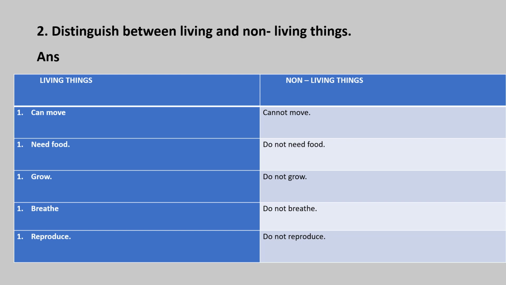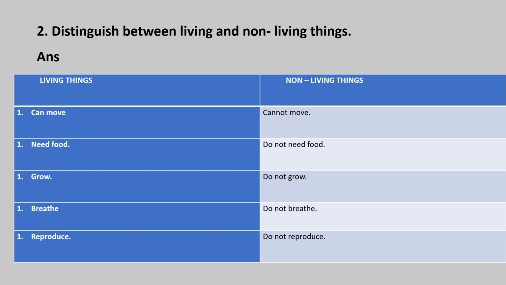Living things grow, but non-living things do not grow. Children, a baby grows into a child and then into an adult. But have you ever seen your almirah growing? No. Therefore, living things can grow, but non-living things cannot grow. Next point is related with breathing. Living things breathe, but non-living things do not breathe.